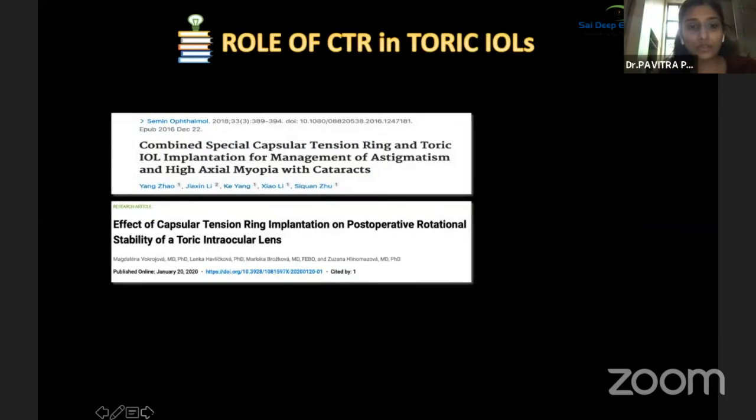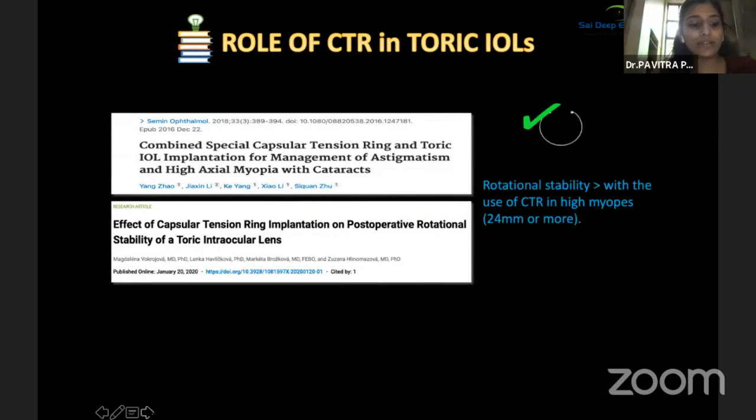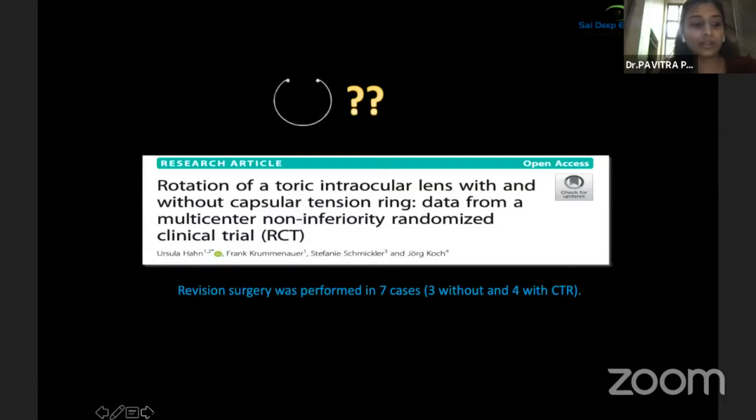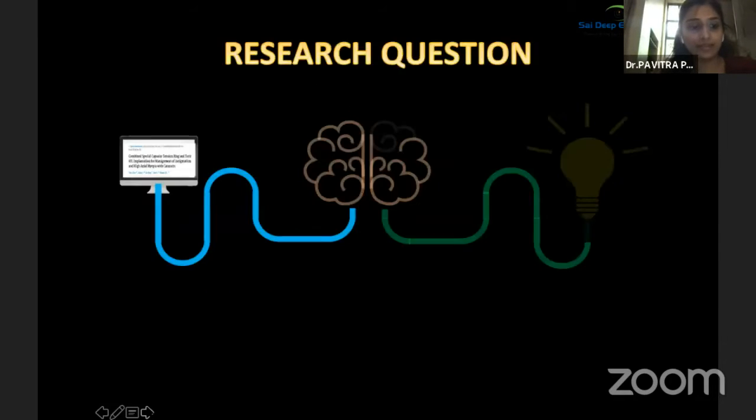There are ways by which we can maintain the stability of intraocular lens, the most common method being the use of capsular tension ring. However, there are few published data which also reveal that despite implanting a CTR, rotational instability was seen. So what extra could have been done for these cases?